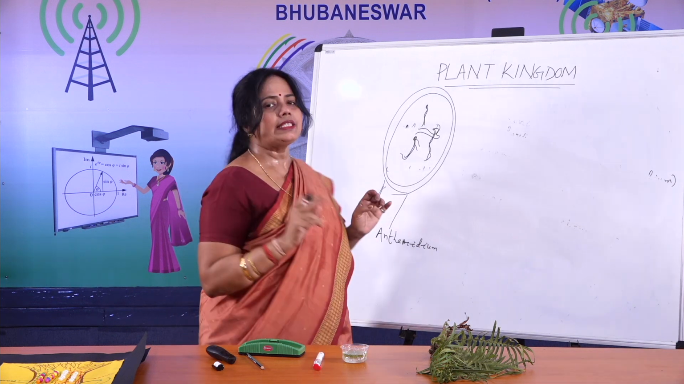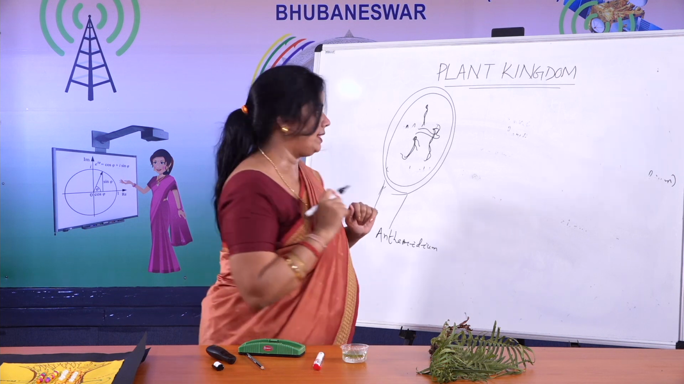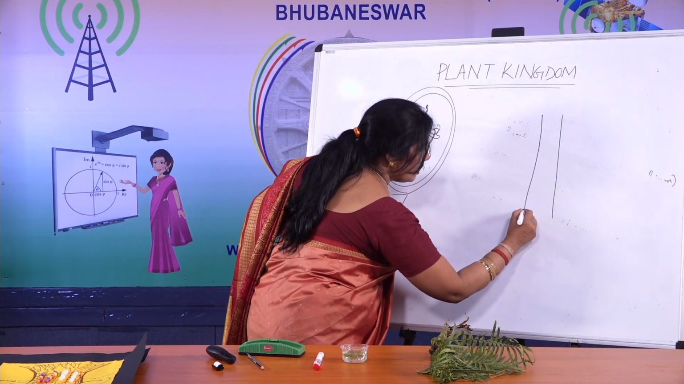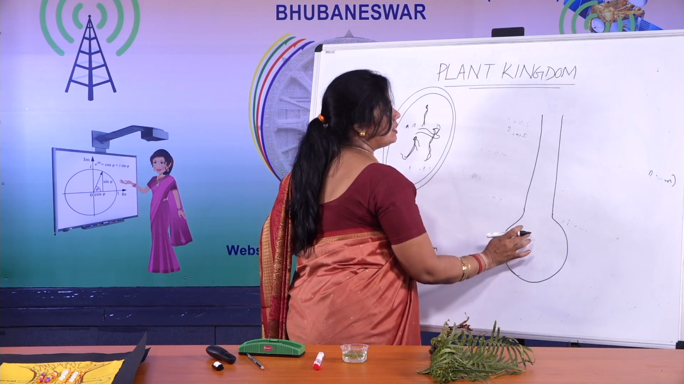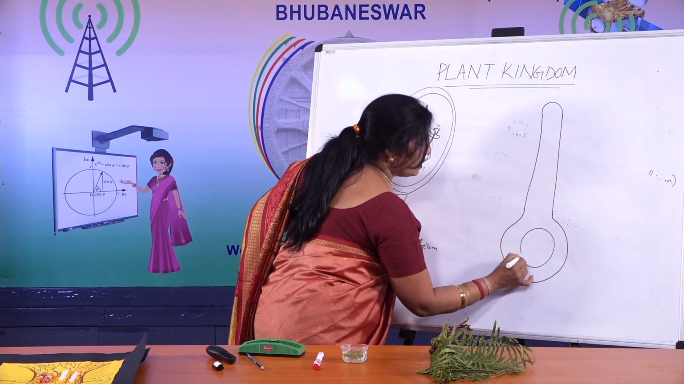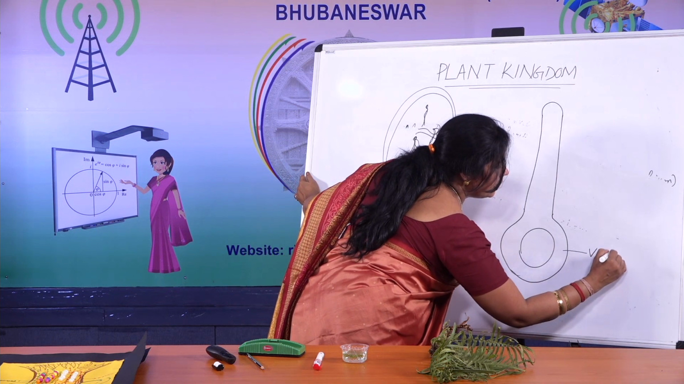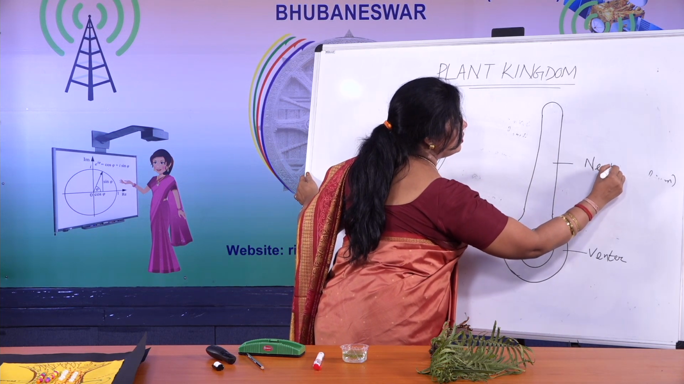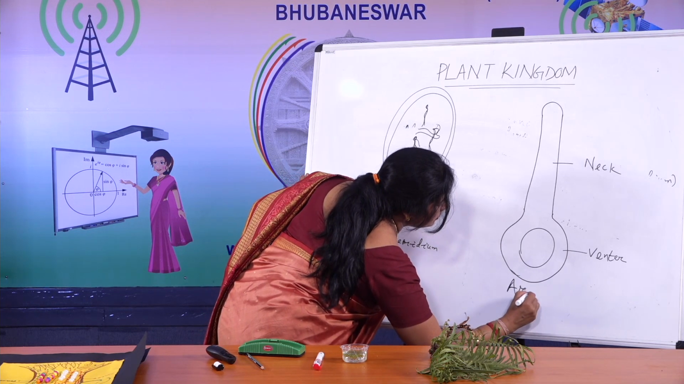And the female sex organ is like a flask, a flower vase, you must have seen, like that. So you see, it has a long neck and the lower portion is the venter. Here, the area inside is called the venter, V-E-N-T-E-R, and this is called the neck. This whole structure is called the archegonium.